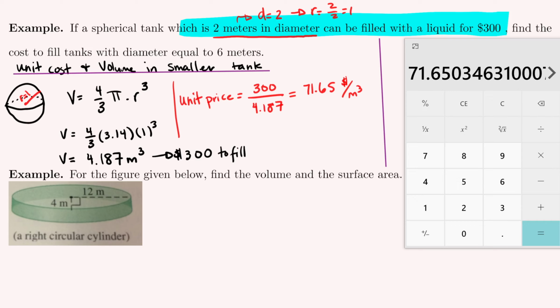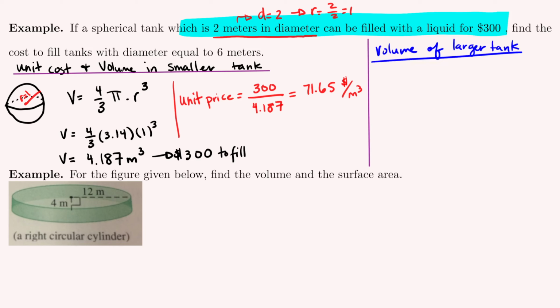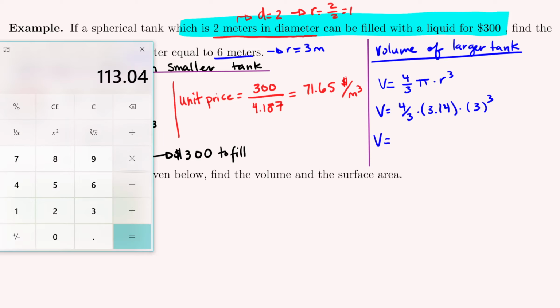So all we need to do to complete the problem is to figure out what's the volume of the larger sphere and then multiply that by the unit cost. So let's find the volume of the 6 meter diameter spherical tank. We know for the larger tank it has a diameter of 6 meters, which means it has a radius of half of that, which is 3 meters. We have the same volume formula from before. It is also a sphere. Our volume is 4/3 times pi times the radius cubed, and for our particular problem this will be 4/3 times our rounded version of pi, 3.14, times 3 cubed. Let's type this into the calculator, and we'll find the volume of the larger tank is exactly 113.04 meters cubed.